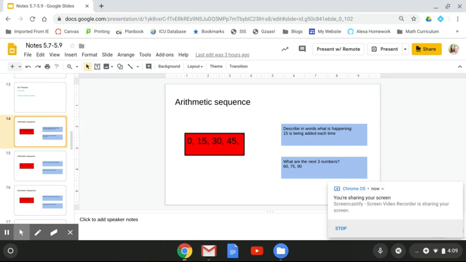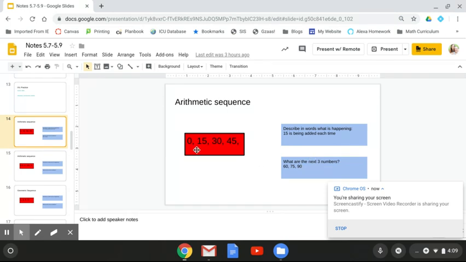The words themselves are not actually the most important, it's what's happening in the words. So when I look at this on slide 14, it says arithmetic sequence. So I want you to look at what's happening. So from 0 to 15, 15 to 30, 30 to 45, it's getting bigger. And so we have to figure out by how much. It looks like it's just being added by 15 each time to get the next number. So when we describe in words, I would say 15 is being added each time.